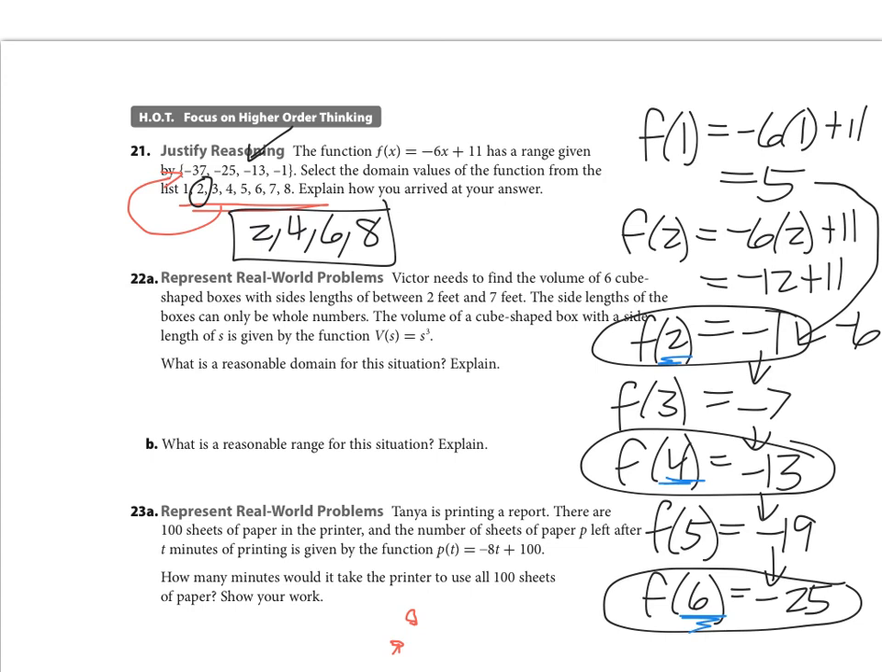So hopefully this is giving you some insight into domain, range, function notation, patterns, a lot of stuff in this lesson.